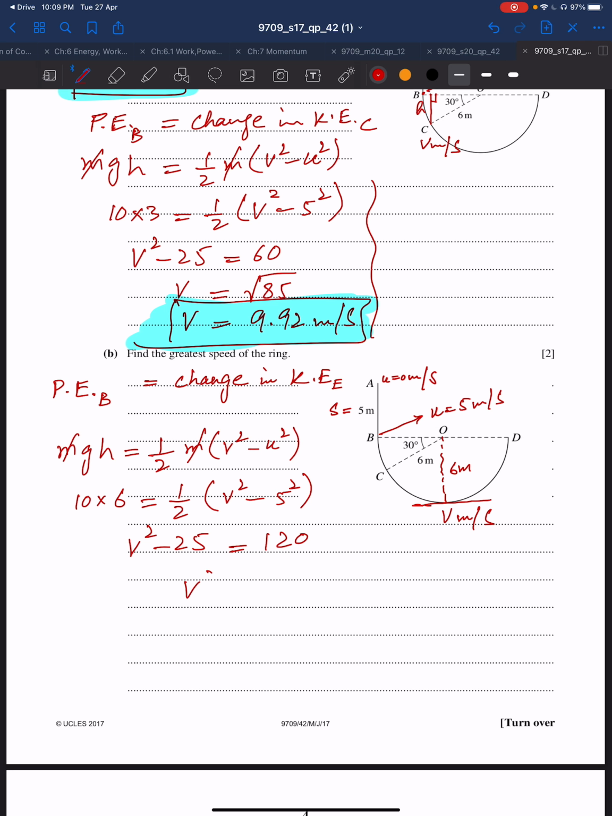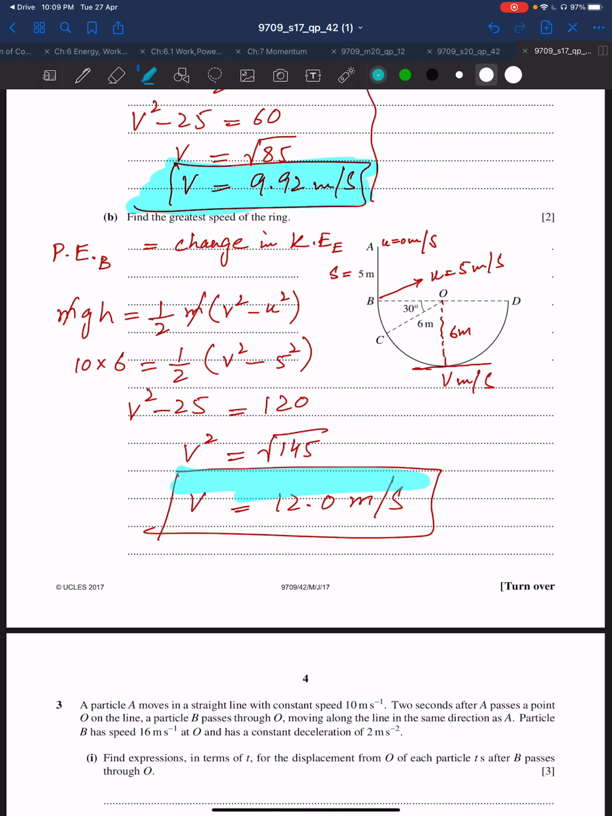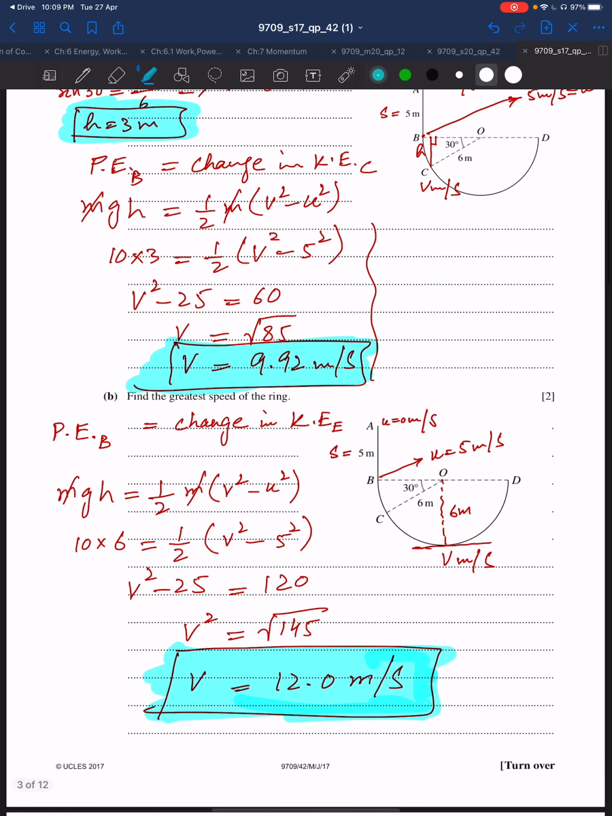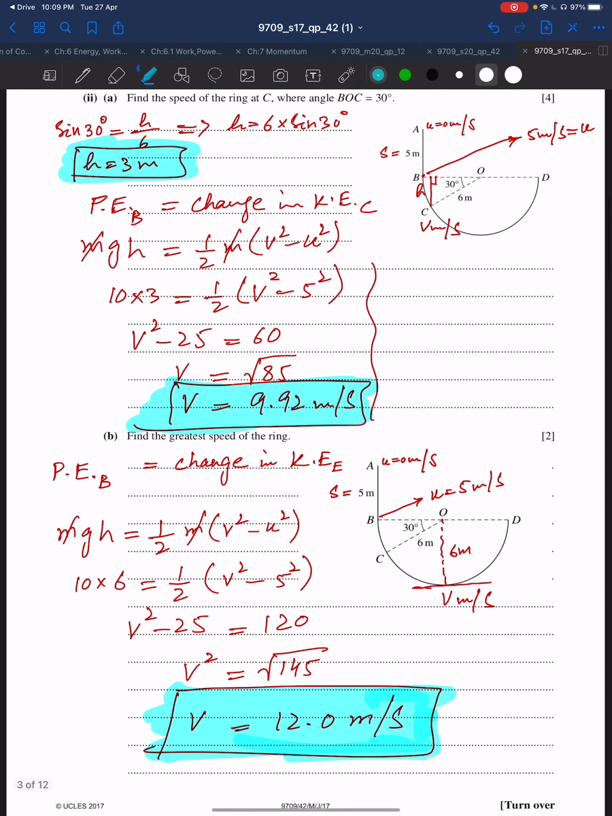So v square is equal to 145, and if you use your calculator, v will be 12.0 something. If you round it to three significant figures, it would be your answer. 12.0 meter per second will be the final velocity. This is the greatest velocity the object can achieve at the bottom of the semicircle. Hope you have understood the concept.